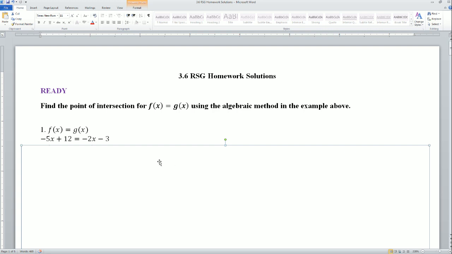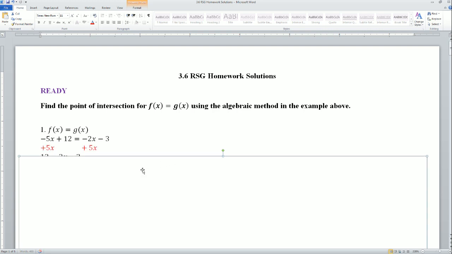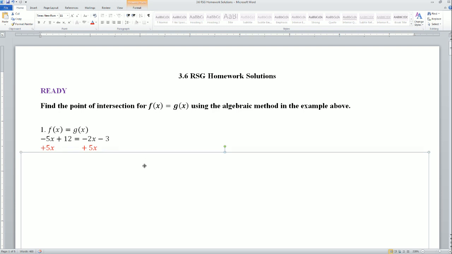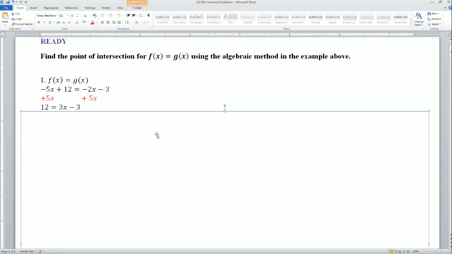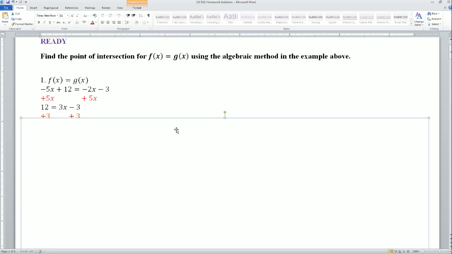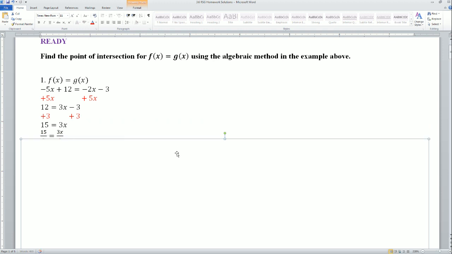Again, basic algebra, we want to move the smallest variable. So I'm going to add 5x to both sides. Simplify, it becomes 12 equals 3x minus 3. Move the smallest constant, so I add 3 to both sides. Get the coefficient to 1, so I divide by 3 on both sides. I get x equals 5. So the intersection between f of x and g of x in this case would be at x equals 5. So if you put in 5 for x, you get the intersection.